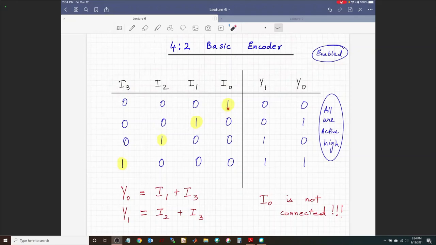So as you have one of these inputs active at any given time, you will encode that situation into 0, 0, or 0, 1, or 1, 0, or 1, 1. And then based on the truth table, we were able to write equations for the two outputs in terms of the four inputs. And what we saw here is for the basic encoder, the least significant input, I0, was not appearing in any of the logic functions, which means that the output was not dependent on I0. I0 was simply not connected to anything inside that basic encoder. Not the case for the priority encoder.